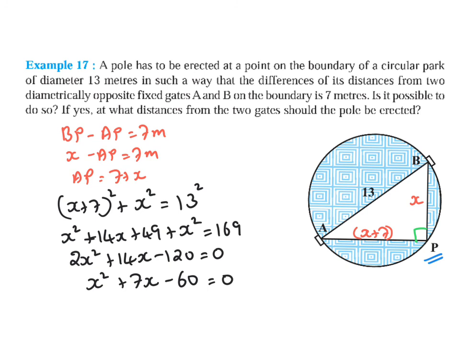Now this is a quadratic equation. But the question is asking, is it possible to do so? Can we erect the pole at that location? How do you go about finding that out? Remember the discriminant. Is it possible to find out whether there exists a solution for this or not? So let's use the discriminant and find out the possibility.